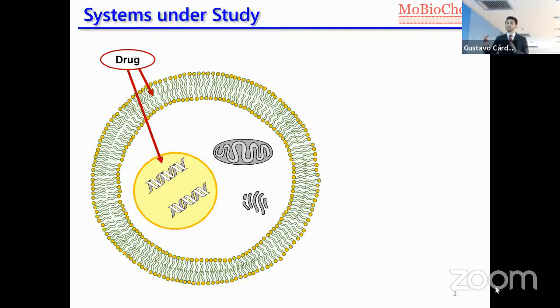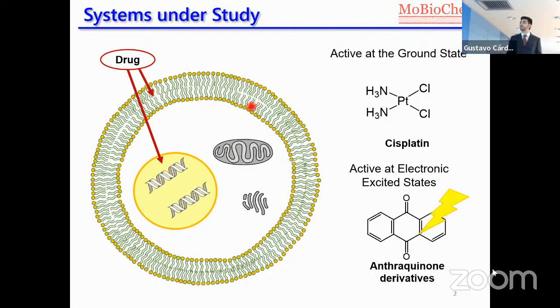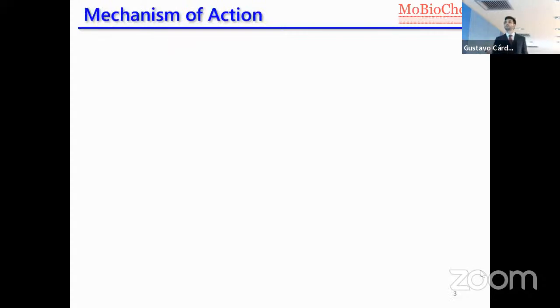So here I'm going to subdivide the systems I'm considering depending on, let's say, their way of action, the mechanism. So there are some molecules that are active in the ground state. Specifically, the molecule that we studied was the cisplatin molecule. So this is the ground electronic state. Alternatively, we also studied molecules that are active only at some electronic excited state, in particular the anthraquinone molecule and some of its derivatives. So let's consider a little bit their mechanism of action.